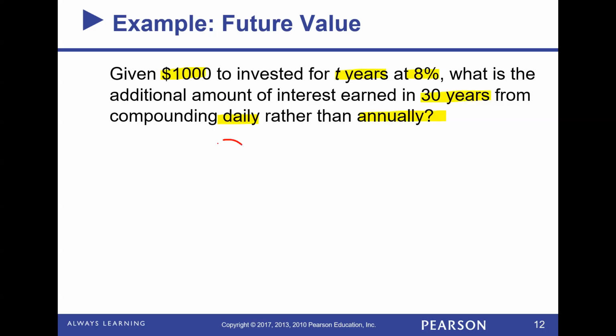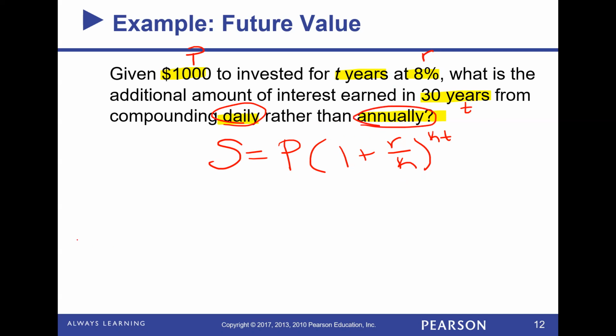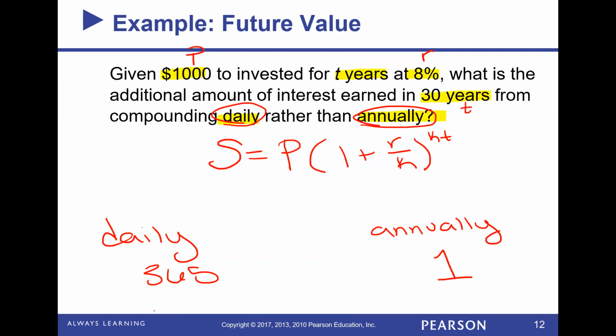And since I'm looking for a future value, that's going to be that S equals P parentheses 1 plus R over K to the power of KT. So P, how much money am I putting away? Here's my P. What's my rate? Here it is. How much time? That's 30 years. And then K, I am actually comparing two different versions. Now remember, for daily, that's going to be 365, and for annually, that's 1 time a year. So for this one, we're going to use K being 365, and then we're going to use K being 1. These literally have almost the identical setup as we're looking at these.